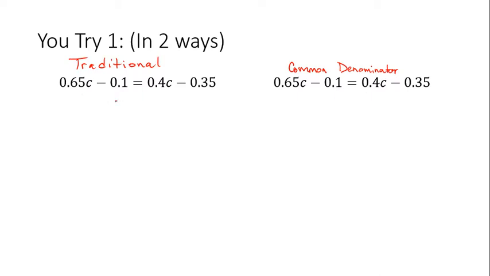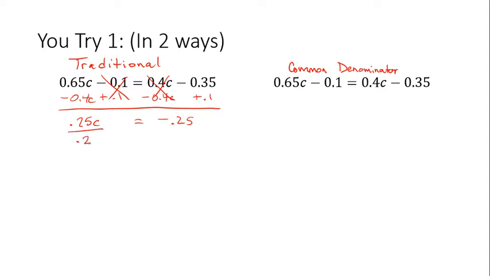So the traditional way, very quickly, is that we're going to subtract the 0.4c from both sides to get all of our c's on the left side. And in the same step, I'm going to add the 0.1 to the other side so that we separate it all out. So when I'm all said and done, that's going to cancel out, and my 0.4c is going to cancel out. That'll give me 0.25c on the left side and negative 0.25 on the right side.